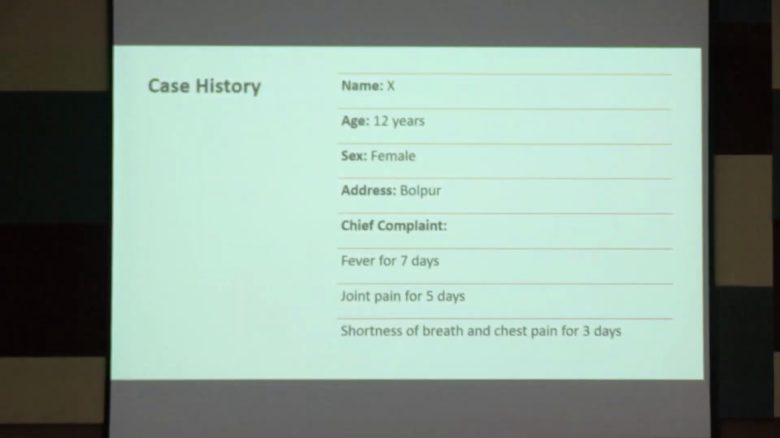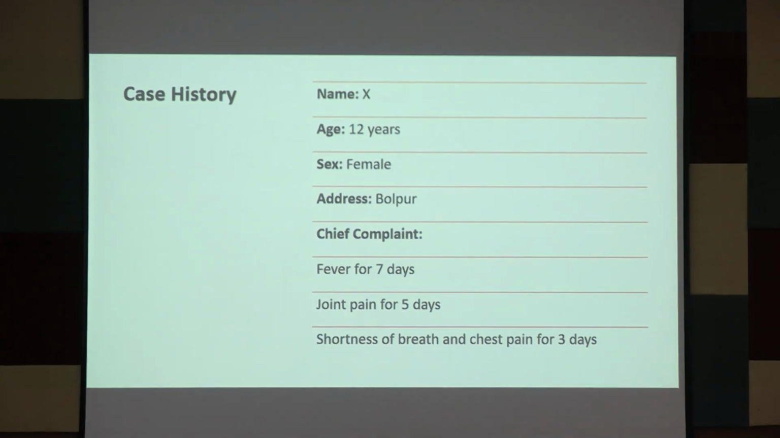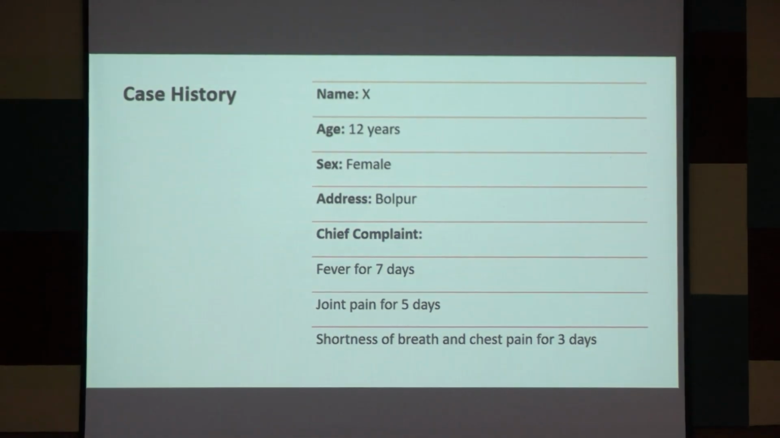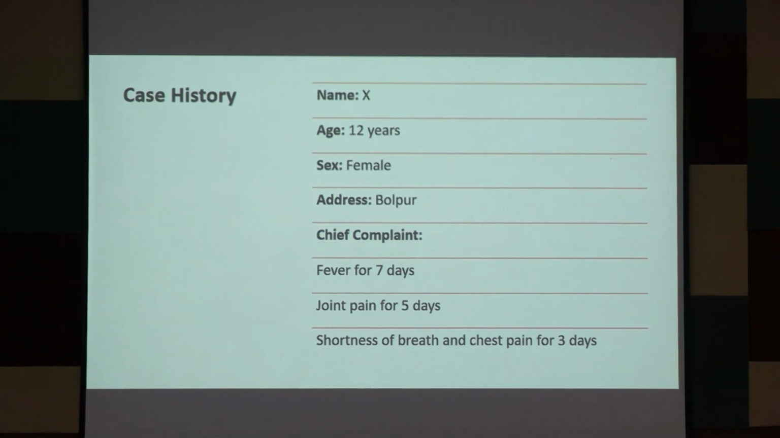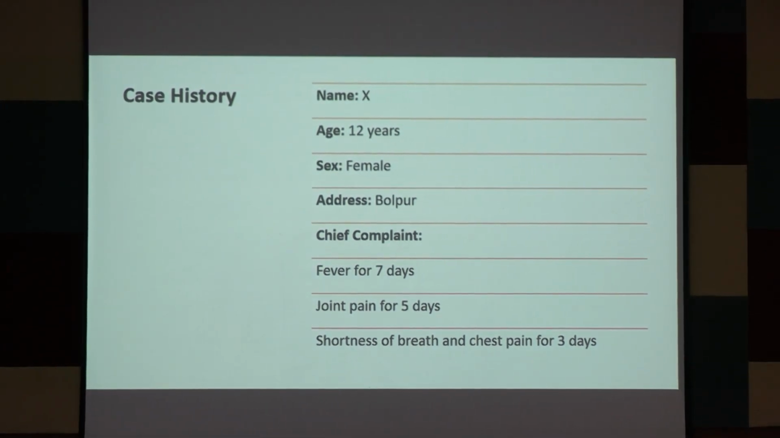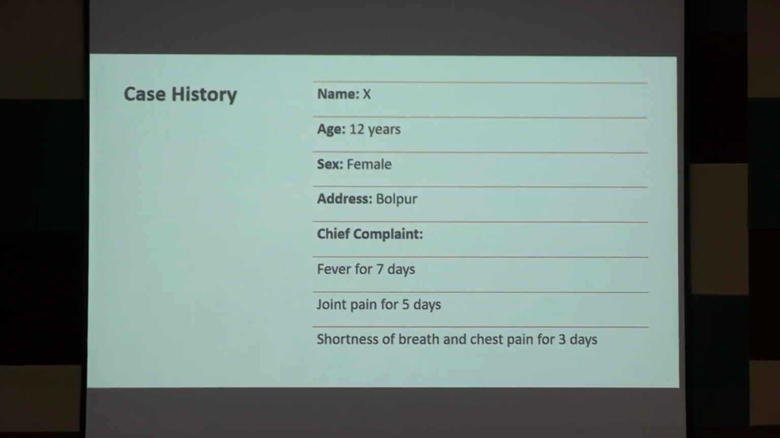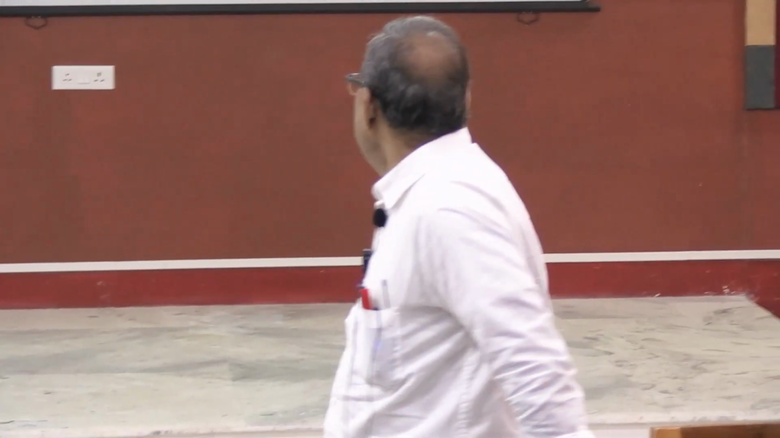So, here the address is Bolpur. Now, they usually come from a low socioeconomic status where there are chances of overcrowding. It means in a room, say, more than 4 or 5 persons are living. Overcrowding and poor sanitary conditions are usually present in those areas. Their usual chief complaints start with fever, second is joint pain, and in this case there is shortness of breath and chest pain for 3 days.